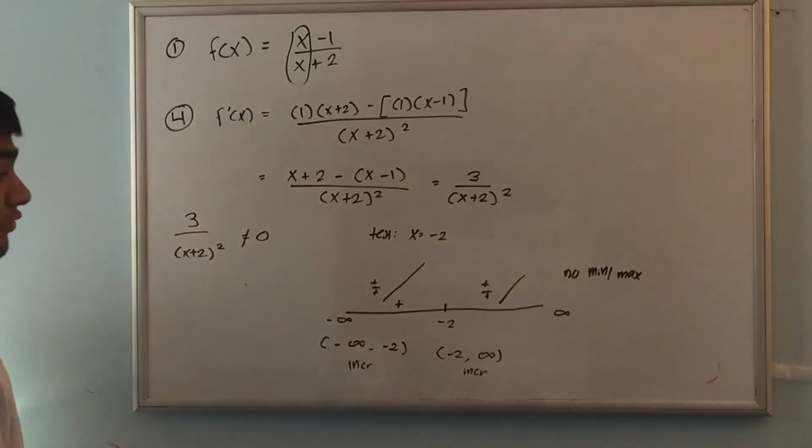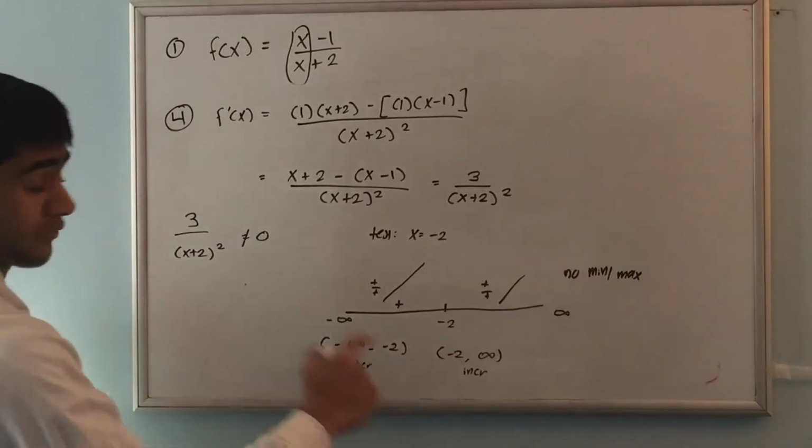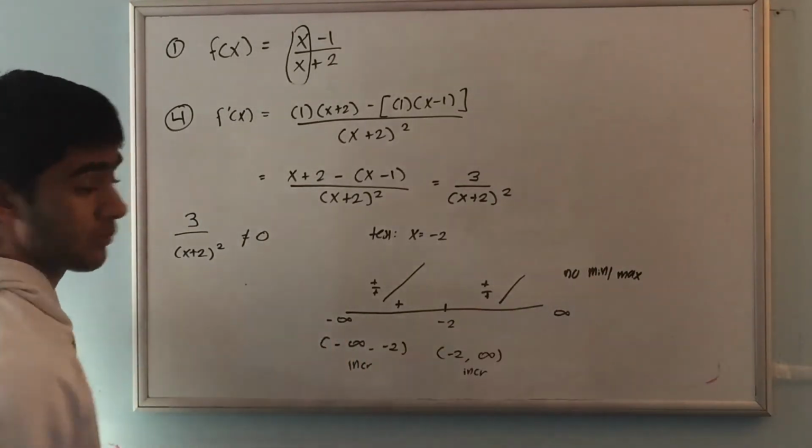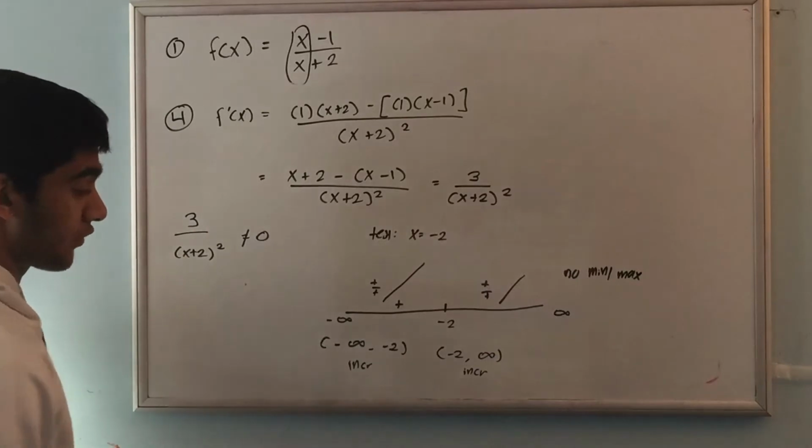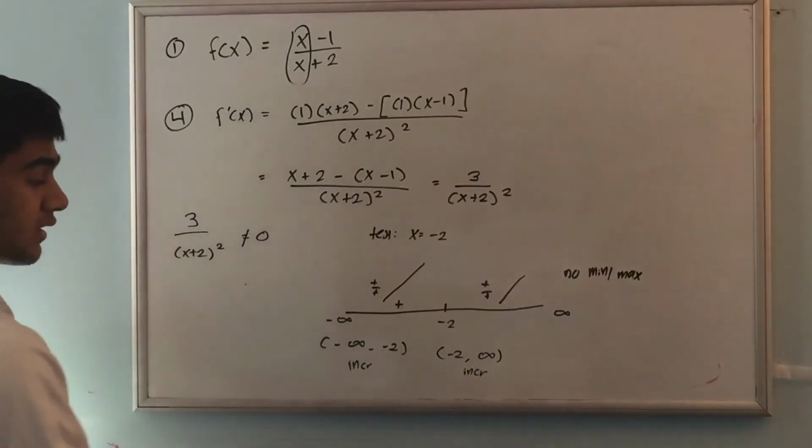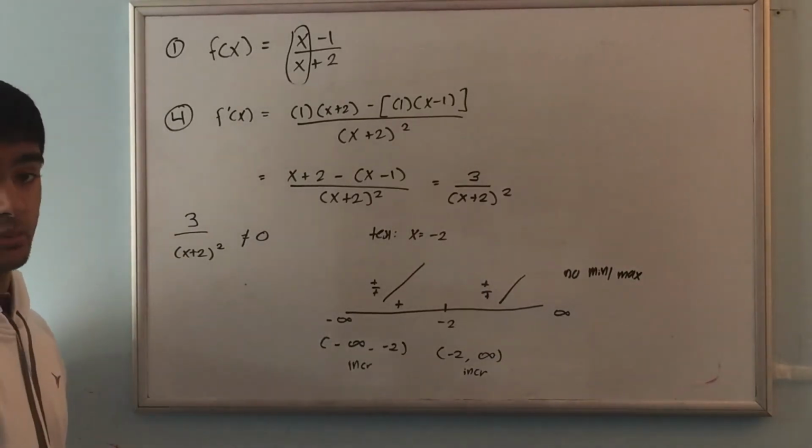So from the first derivative test, we noted that, and from the number line test, we noted that there was no min or max, and from negative infinity to negative 2, the function was increasing, and from negative 2 to positive infinity, it was also increasing.